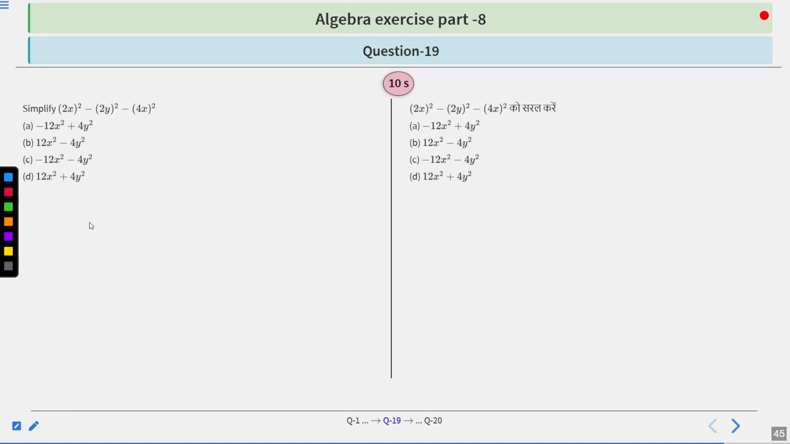Next is, simplify 2x whole square minus 2y whole square minus 4x whole square. And the options are option A, minus 12x square plus 4y square. Option B, 12x square minus 4y square. Option C, minus 12x square minus 4y square. And option D, 12x square plus 4y square. These are the options.